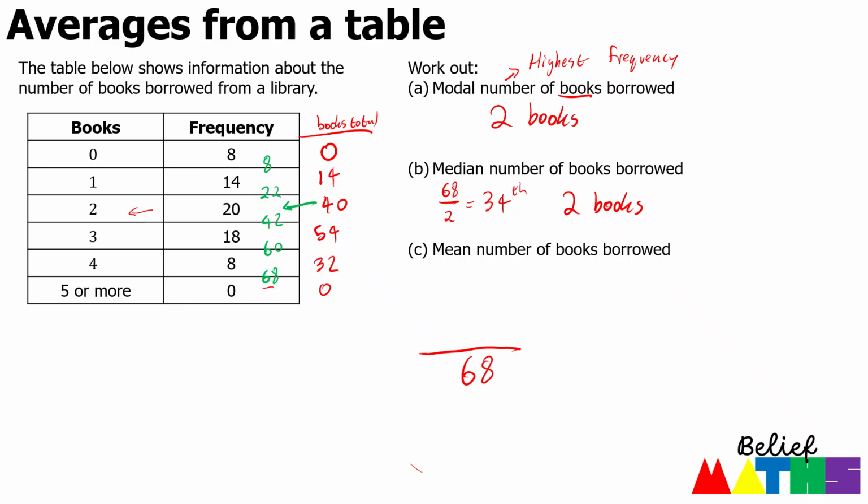If we add all those together, 14 plus 40 plus 54 plus 32, that means 140 books were borrowed in total. Divide that by the 68 people, by the 68 occurrences, and that gives us an answer of 2.1 books per visit. Now again, I know you can't borrow 2.1 books, okay, but that's some of the drawbacks of using a mean. You might get a decimal answer that doesn't really make sense, but it just means on average people got 2 or a little more than 2 on average.